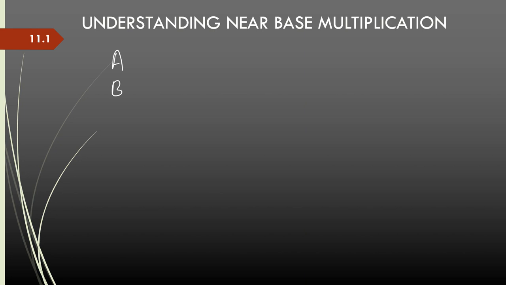Let's assume x as the base. Let's call x the base. X is like 10, 100, etc. Now the differences, let's denote them: small a as the difference between the number A and the base x, and small b as the difference between the number B and the base x.